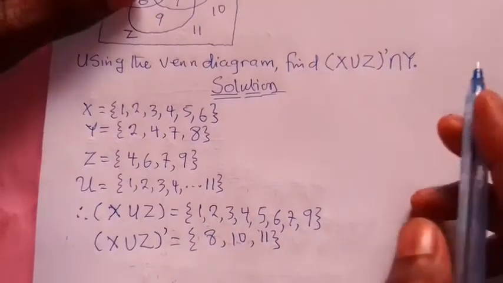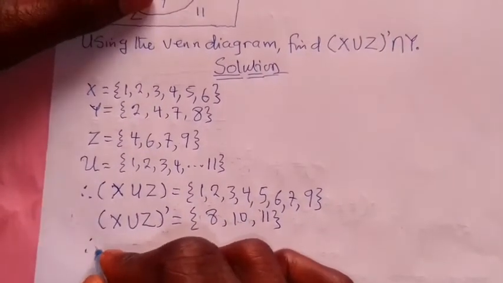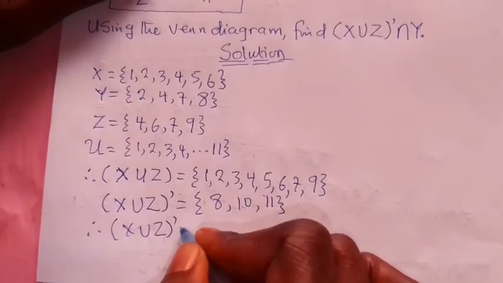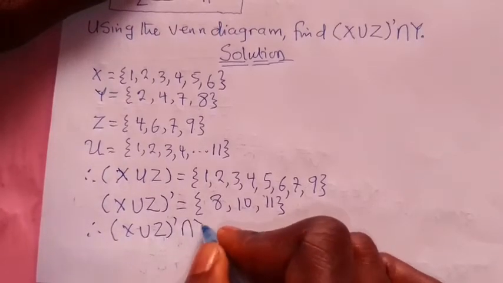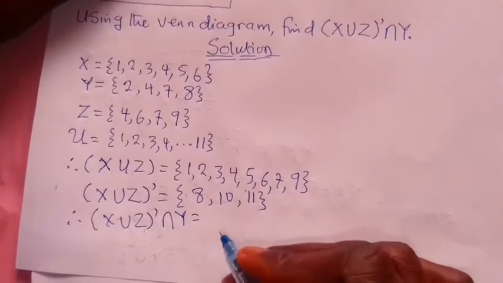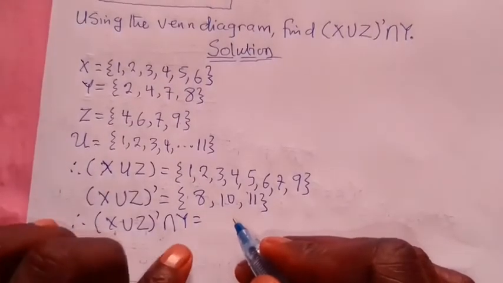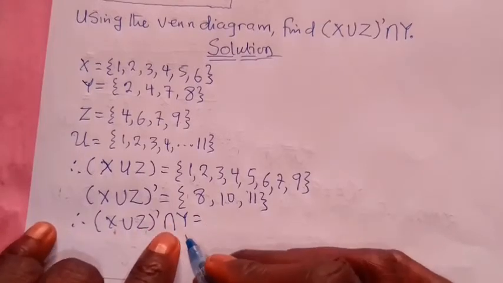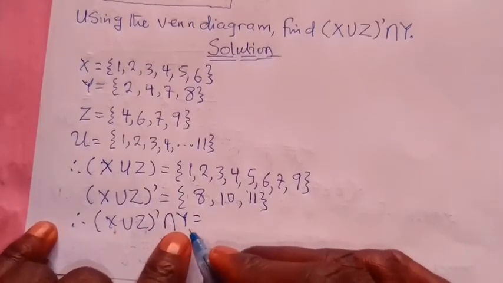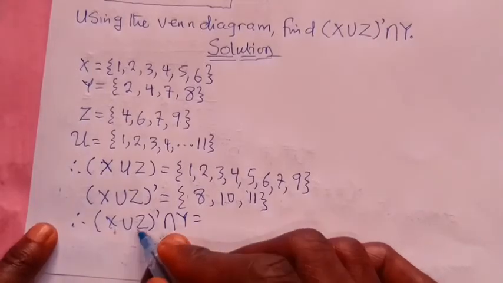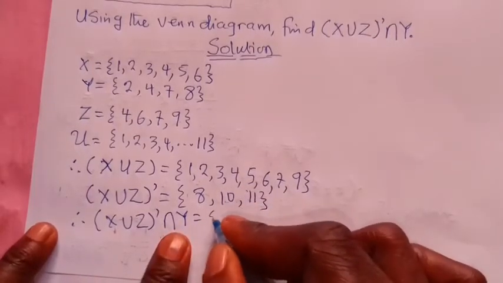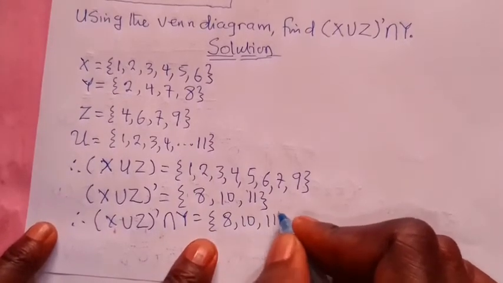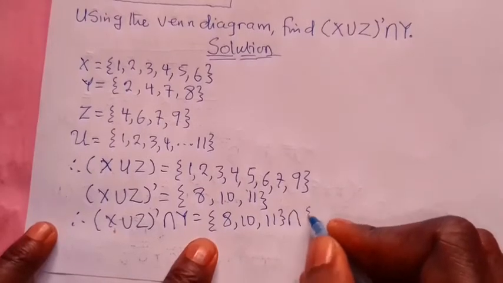Then finally, we can now get the last value here. We can say that X union Z prime, then intersection Y. What does this mean? It means the elements that are found in X union Z complement, then intersection Y. Intersection Y means the common elements between this and this. So we can write out this first element here. We have 8, 10, and what? And 11. Then intersection what?